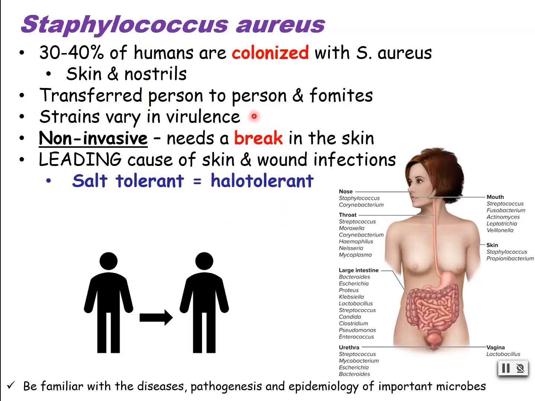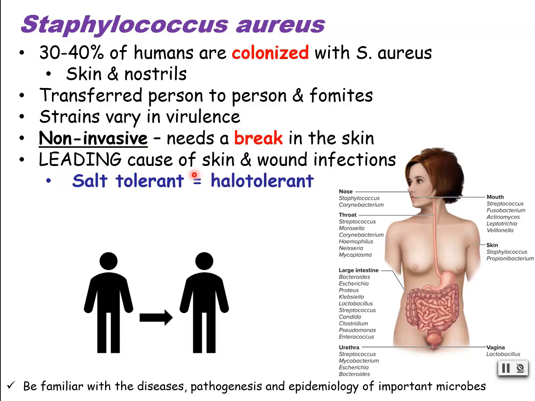Keep in mind, we just discussed microbial genetics, and within one species there are many different strains, and so these strains are going to vary in their virulence depending upon what genes they have, what toxins or enzymes they produce. Staphylococcus aureus is non-invasive, meaning it needs an in, so it needs a break in the skin to cause infection.